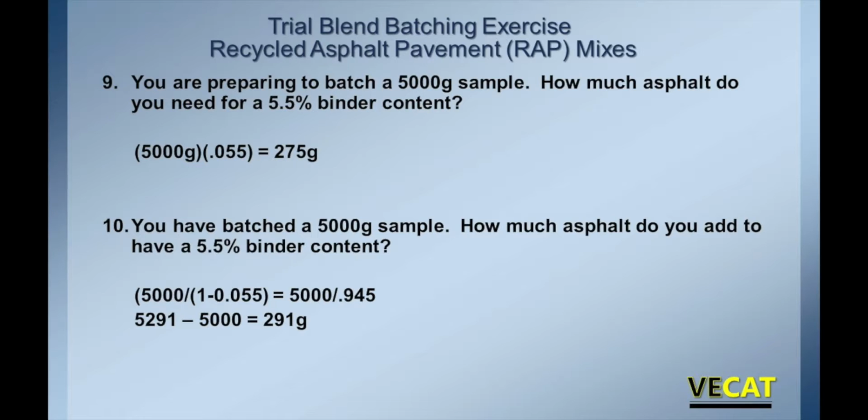So very important, be sure to read these questions very closely on the exam. There are 2 different ways to do batching depending on what you've already got. The first question, again, the total sample is going to end at 5,000 grams. The next question, you've already got 5,000 grams and you've got to add asphalt to get to a binder content.